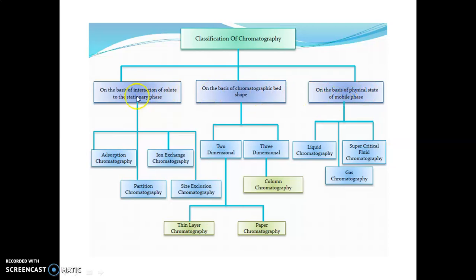On the basis of interaction of solute with the stationary phase, we can classify as adsorption, partition, ion exchange, and size exclusion. On the basis of bed shape, there is two-dimensional and three-dimensional: in three-dimensional, column chromatography, and in two-dimensional, the well-known thin layer chromatography and paper chromatography. Whatever the bed shape is, that decides the classification. Based on the physical state of the mobile phase: if the mobile phase is liquid, liquid chromatography; if the mobile phase is a supercritical fluid, supercritical fluid chromatography; and if the mobile phase is gas, gas chromatography.